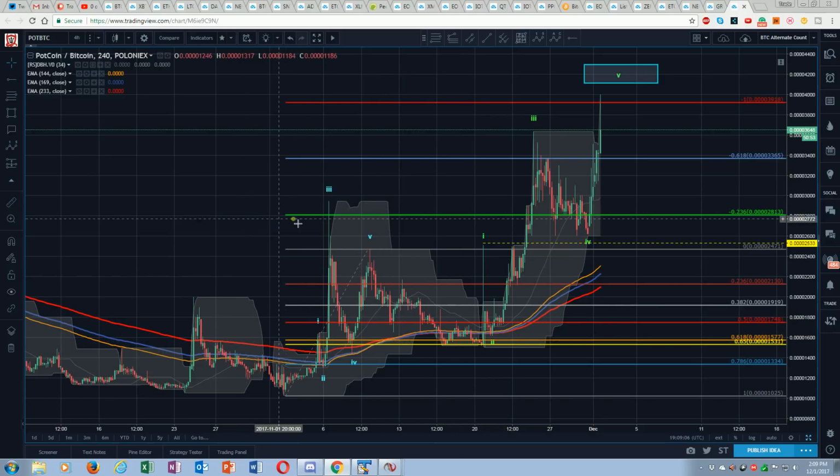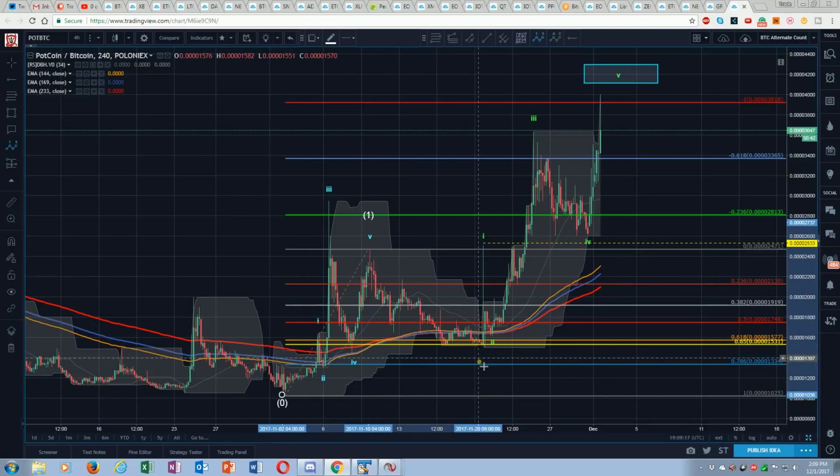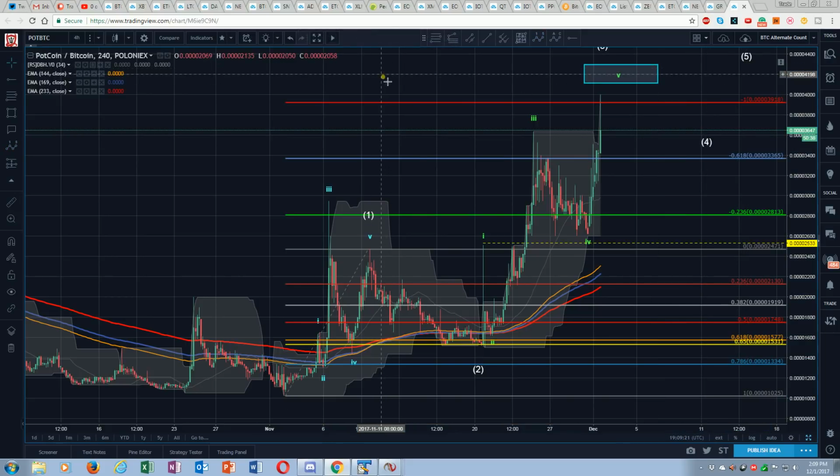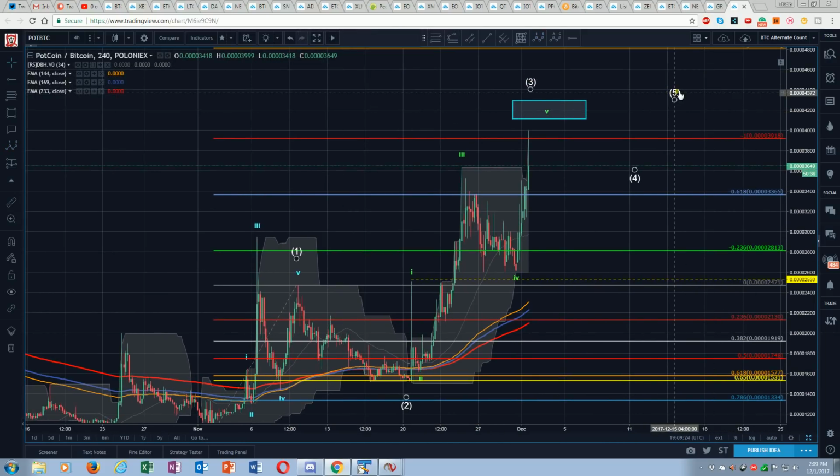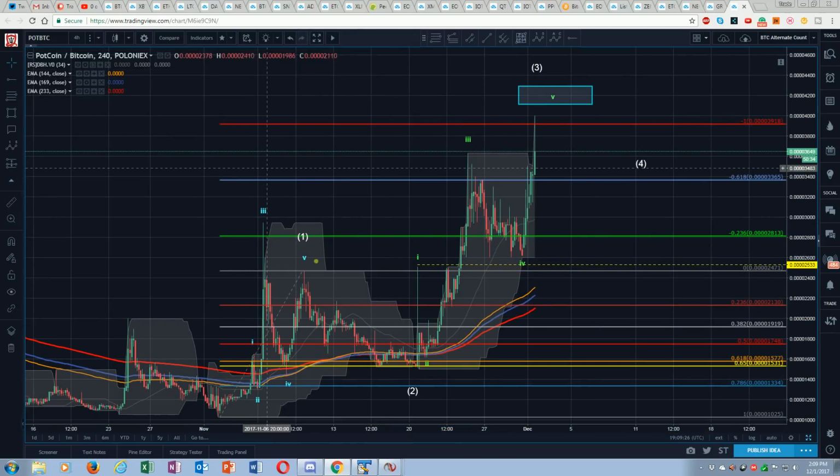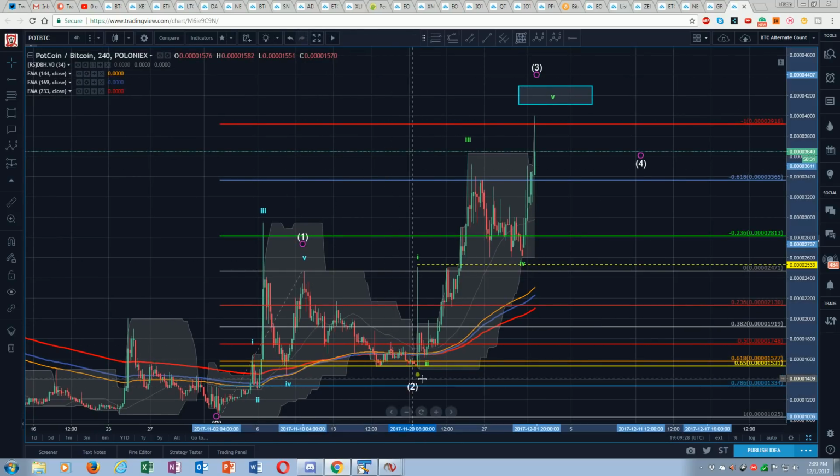Okay, so given that, if I've got a truncated 5th here and a leading diagonal into a 1, well, then I'm looking now on the larger degree here. I would have 1, 2, potentially 3, 4, 5. So very, very bullish scenario here, implying potentially much higher prices here. 1, 2. So it certainly plays.